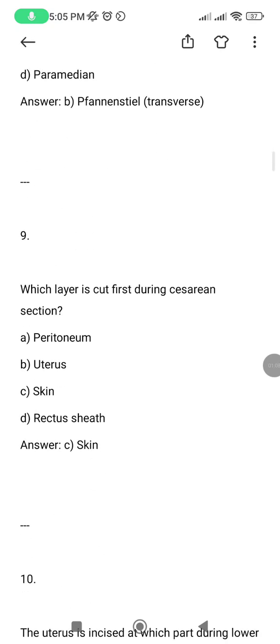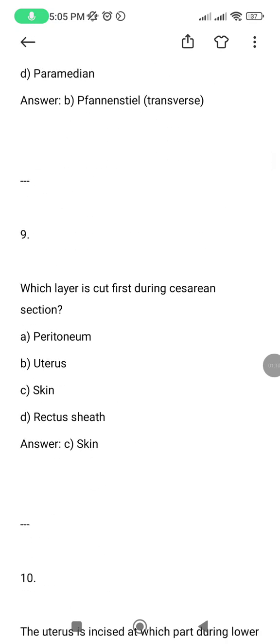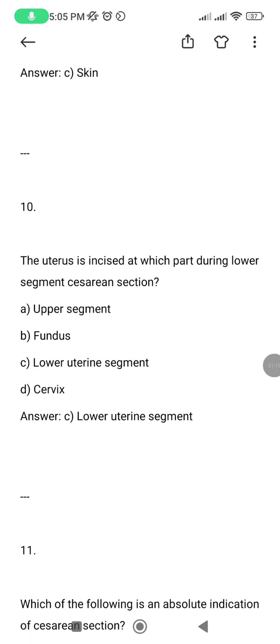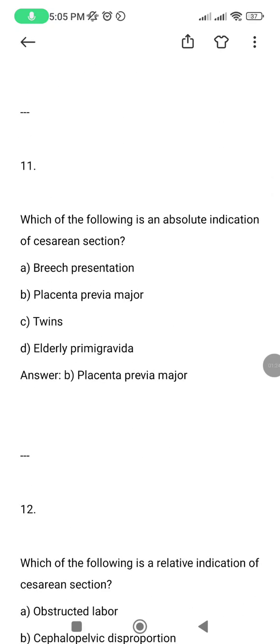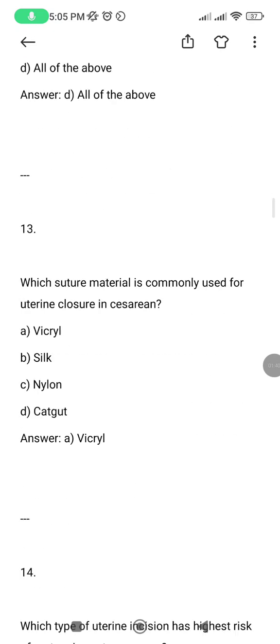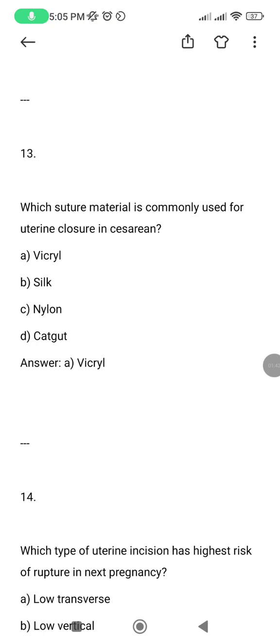Pfannenstiel বা transverse. Which layer is cut first during cesarean section? Skin. The uterus is incised at which part during lower segment cesarean section? Lower uterine segment. Which of the following is an absolute indication of cesarean section? Placenta previa major. Which of the following is a relative indication of cesarean section? All of the above. Which suture material is commonly used for uterine closure in cesarean?